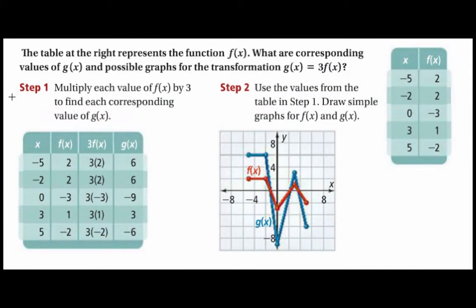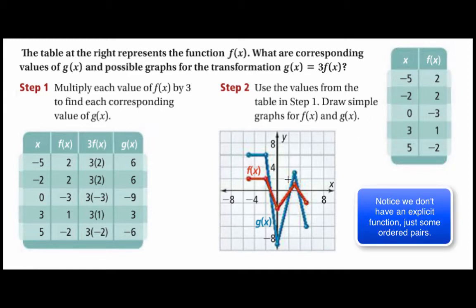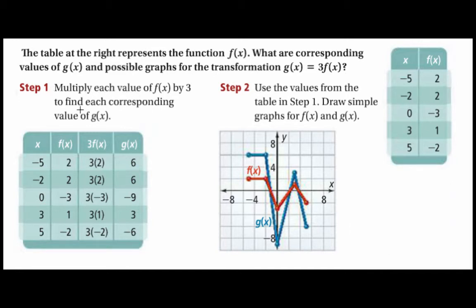So here you have an example. The table at the right represents the function f(x). What are corresponding values of g(x) and possible graphs for the transformation of g(x) = 3 times f(x)? Here we have a table with our x values and our f(x) values, and that is the red graph below. And if we multiply each value of f(x) by 3 to find each corresponding value of g(x), this is our table. So we have our x values, we have our f(x) values. 3 times those f(x) values, we get these new values of g.